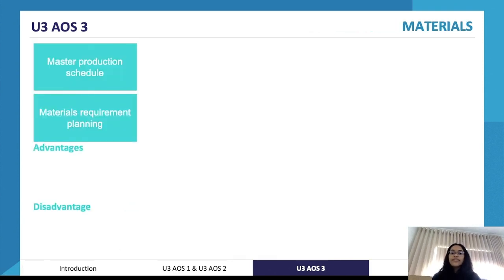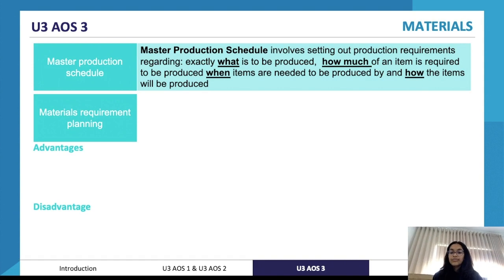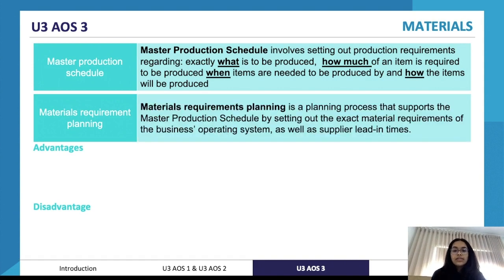All right, then we have the MPS and the MRP. The MPS involves setting out production requirements. It sets out exactly what is to be produced, how much of an item is to be produced, when items are needed to be produced by, and how the items will be produced as well. With the materials requirement planning, that's a planning process that supports the MPS, and it sets out the material requirements of the business's operating system, as well as supplier lead in time.